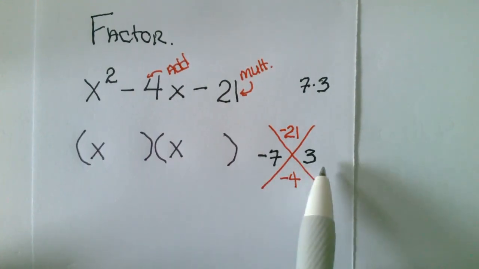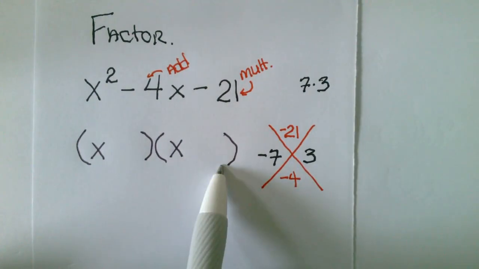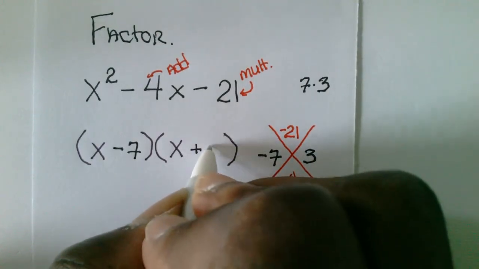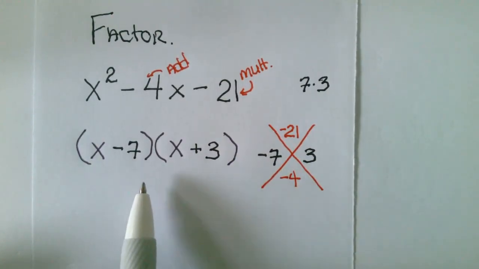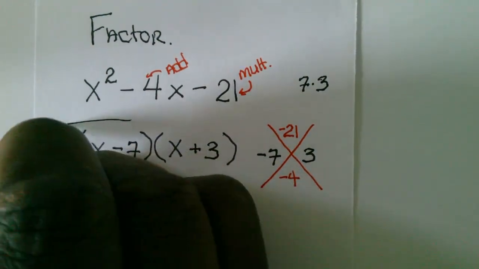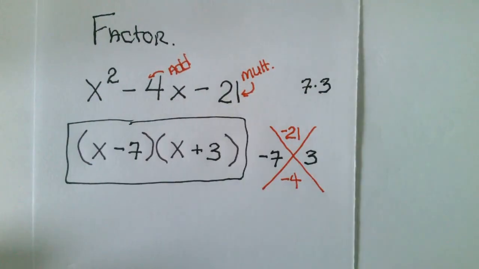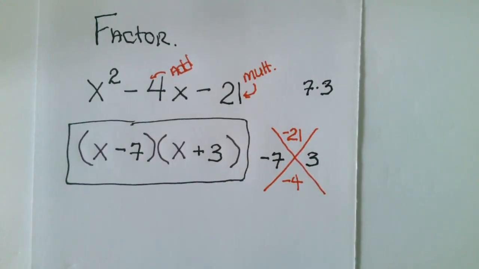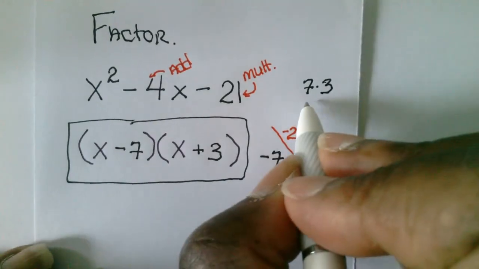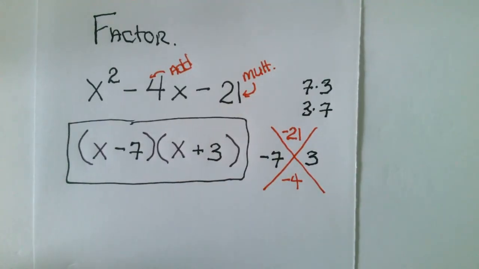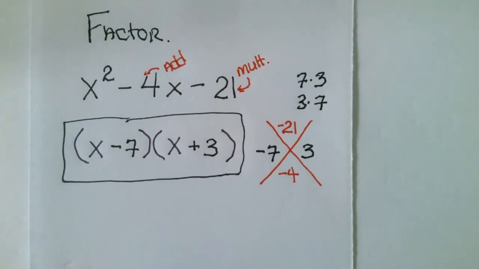Alright, so now, since we found our factors, you just plug them in. So that means this is going to be a negative 7, and this is going to be a positive 3. Now, if you put x plus 3 over here, and then x minus 7 over there, that's fine, because with multiplication, it has what's called a commutative property. Okay, so that means it's basically the same thing either way. Alright, just like if I said 7 times 3 or 3 times 7, I still get the same result. Alright, okay, so that's factoring.